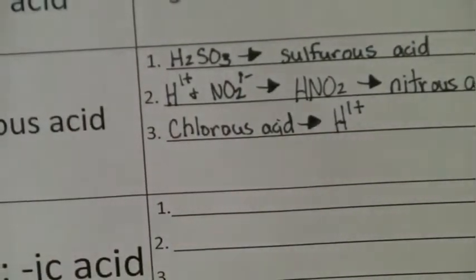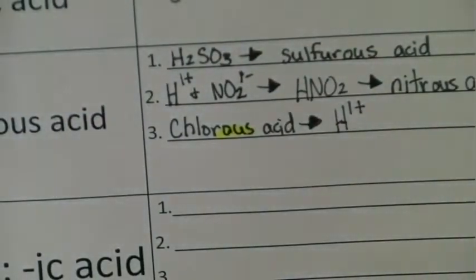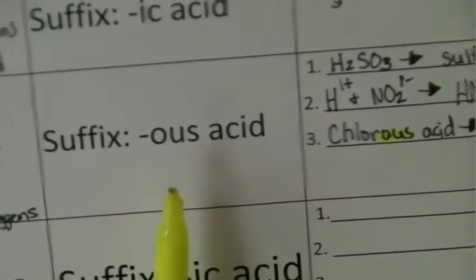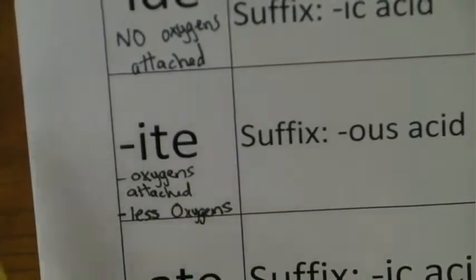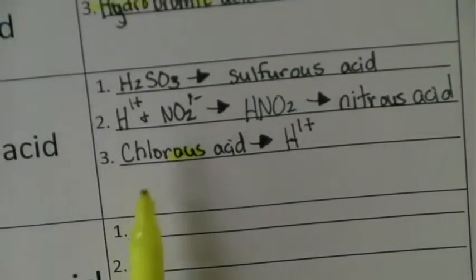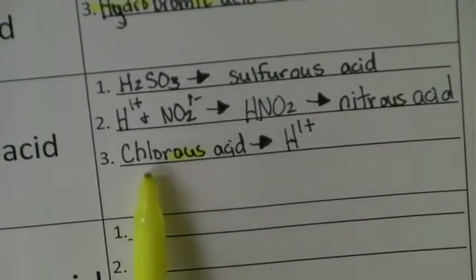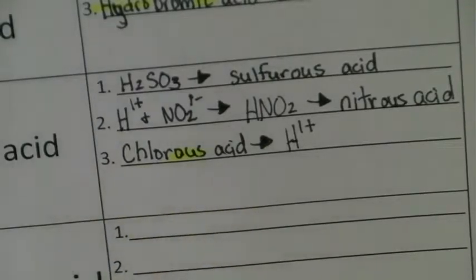Next, some important things to look at. OUS should immediately tell you, well, if my suffix is OUS on my acid, then my anion ends in ite. Okay, so this is going to be hydrogen crossed over with chlorite.